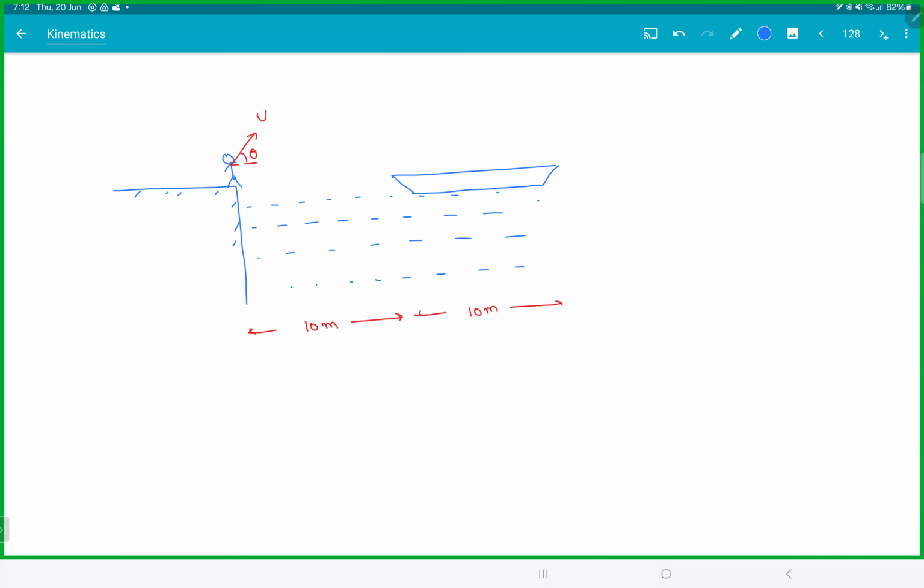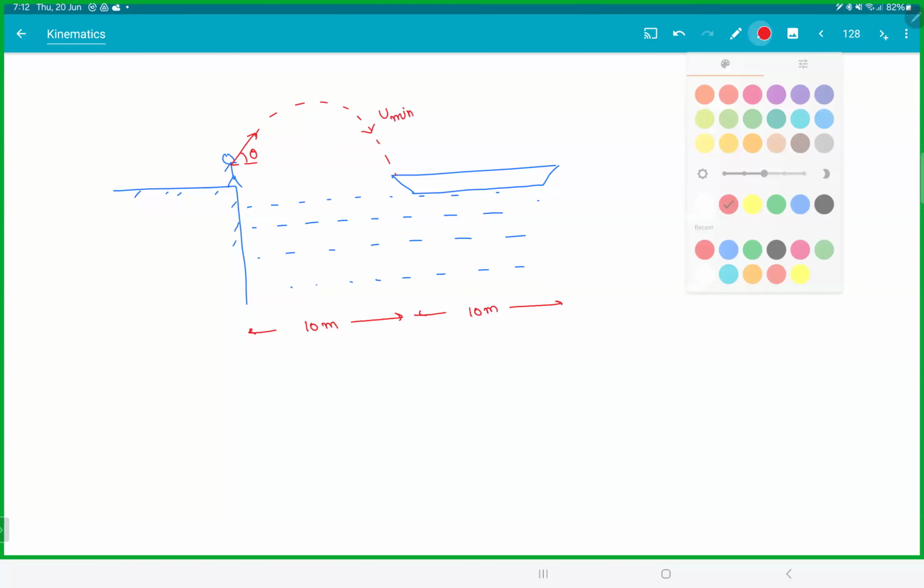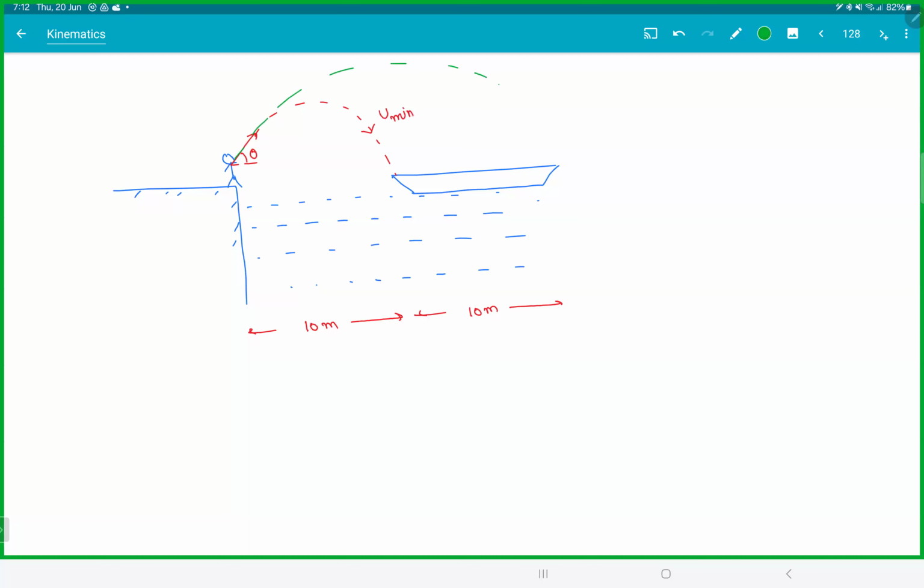See, one thing is clear. So when you're projecting here, there is a minimum speed you should throw for to fall in this boat. And this is your maximum speed, isn't it? So if you throw with the maximum speed, you'll hit the right side of the boat, and the minimum speed will hit the left side of the boat. That's not the complete answer. So the range should lie between 20 meters, and we are assuming if you hit the edge of the boat also, you'll be inside. Okay.